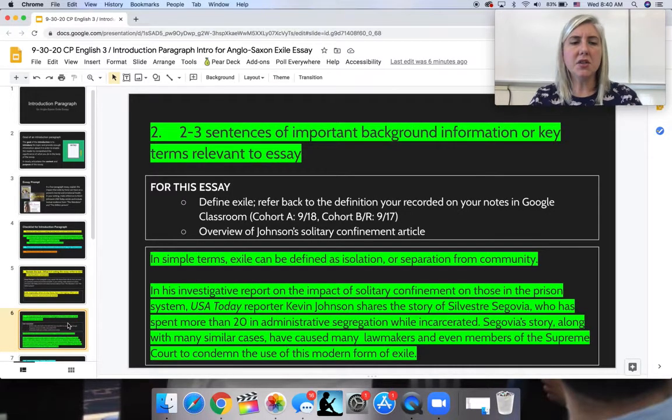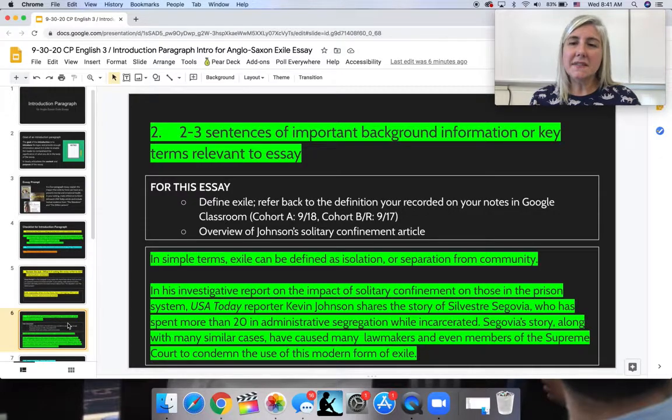So I do that in two sections here. I have 2 sections for 2 parts to meeting this second section of the intro. And I do it in 2 to 3 sentences. So let's look at the first part. I do need to define exile. I use the sentence, in simple terms, exile can be defined as isolation or separation from community. Okay, fair enough. That's from that classwork that you did on those other dates in September, depending on your cohort.